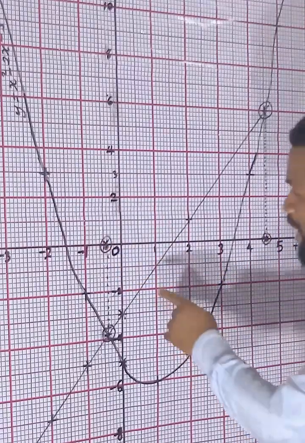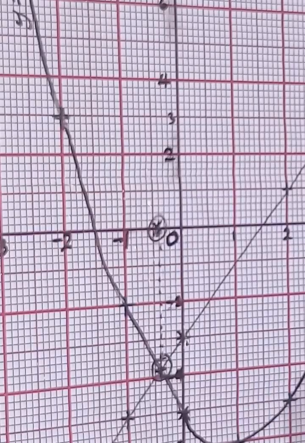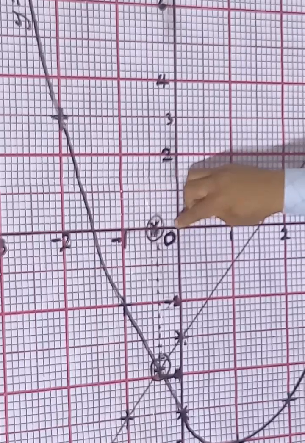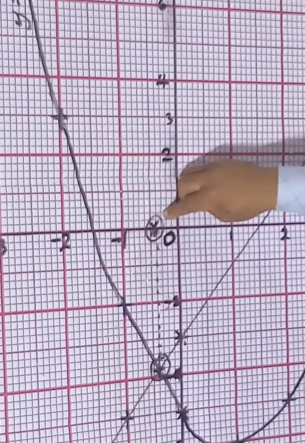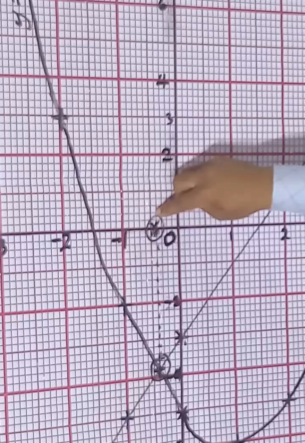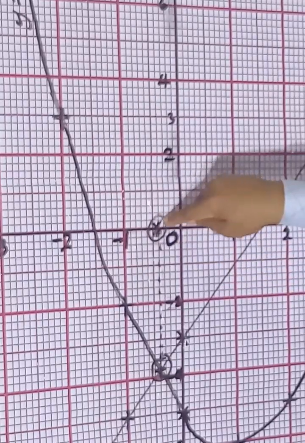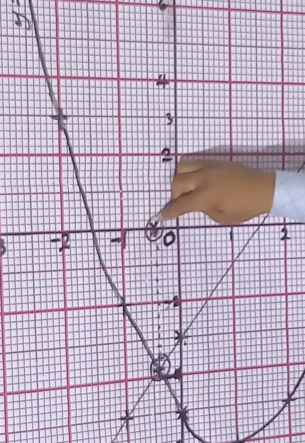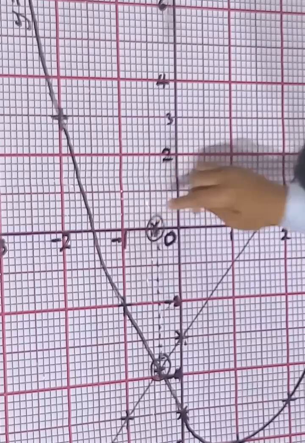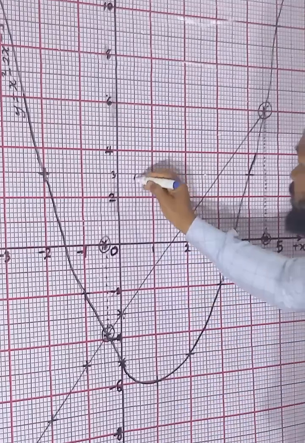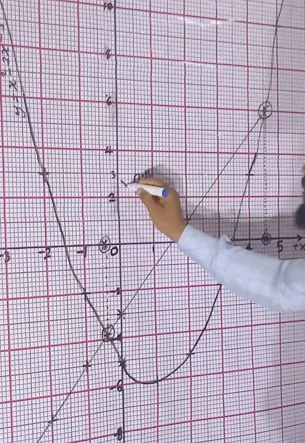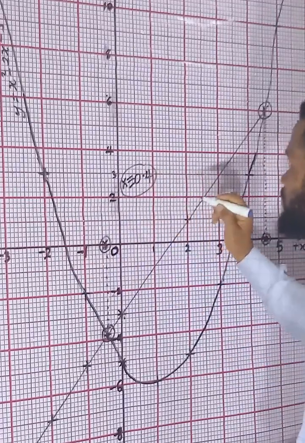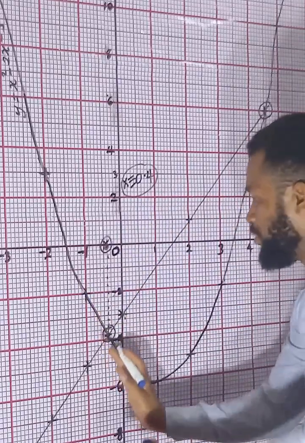Now the question should be, how do I find what that value is? If I call this place 0, this is 0, 0.1, 0.2, 0.3, 0.4. It's not very close to 0.5, so I can round it off to 0.4. So I can say x is equal to 0.4. Sorry, it should be minus 0.4. x is minus 0.4 on this part.